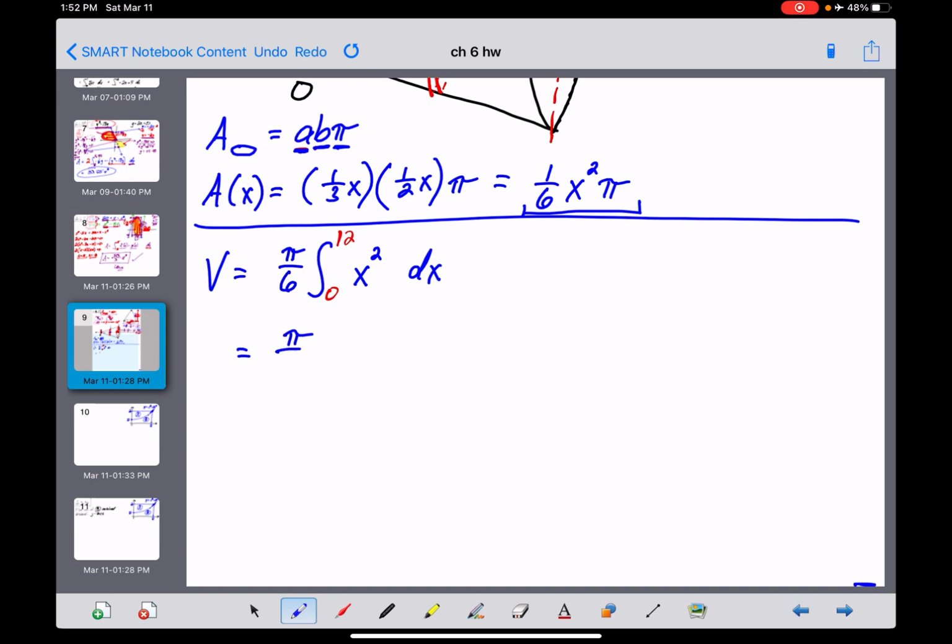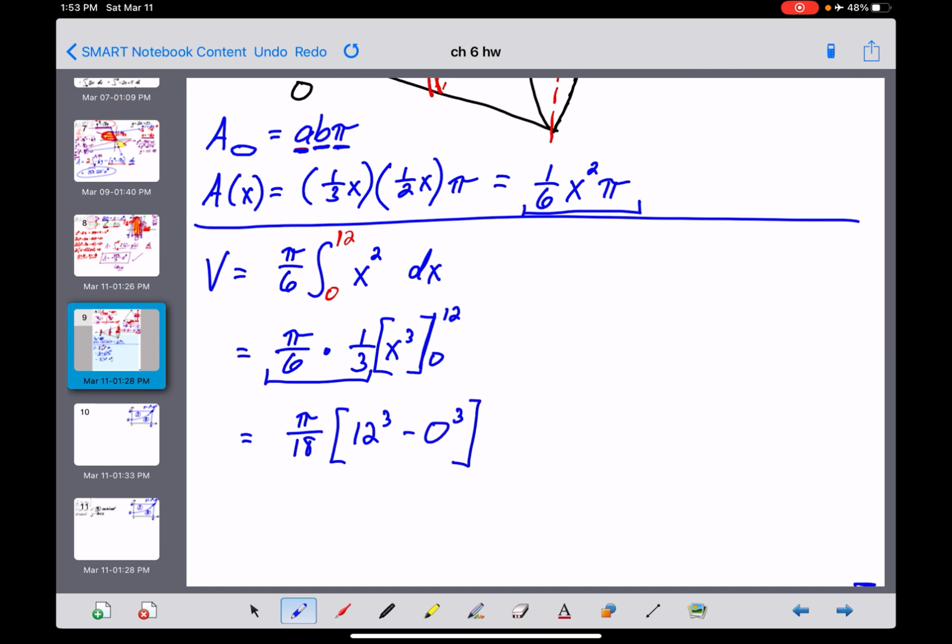We're going to get a pi over 6 out in front, and that's going to get multiplied now by the antiderivative of x squared, which is going to be 1/3 x cubed, all evaluated from 0 to 12. Interesting. I'm going to go ahead and put the pi over 6 and the 1/3 together to get pi over 18. Gotcha. And now I'm really just plugging the 12 and 0 into the x cubed. So I'm going to get 12 cubed, ugly, minus 0 cubed.